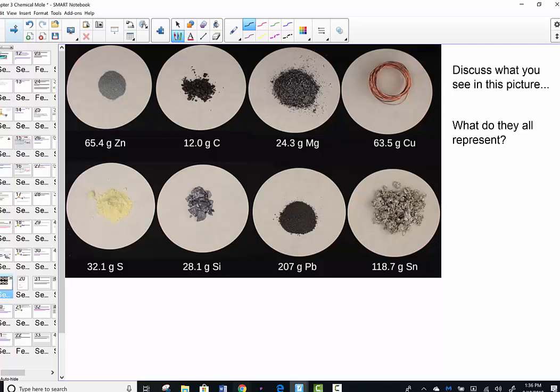Why don't they all have the same mass if they're all the same number of particles? Each one of those pieces of paper has the exact same number of particles on it. Why don't they weigh the same? Tell your neighbor.